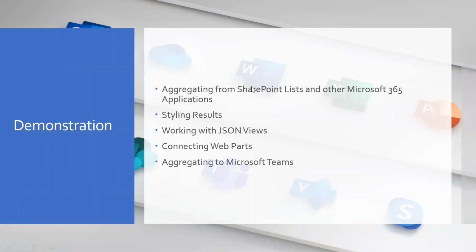So first of all, we're going to take a look at aggregating from the lists. And then also some of the other Microsoft 365 applications as well that I mentioned. So yeah, we can bring in Excel documents, Word documents, PDFs, whatever it is from those document libraries and from OneDrive. We can also get to things like the obviously SharePoint list content, Teams content, whatever it is through Microsoft 365 graph queries, and then we can go through and style those results. And I'll also show you the JSON views and the web part connections as we go through.